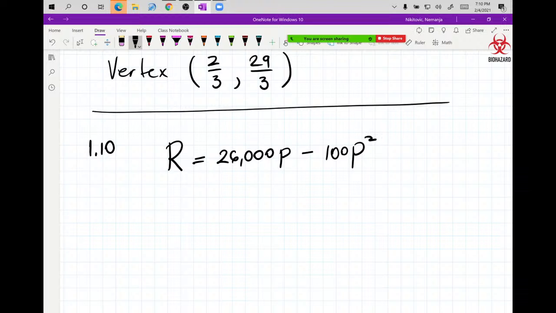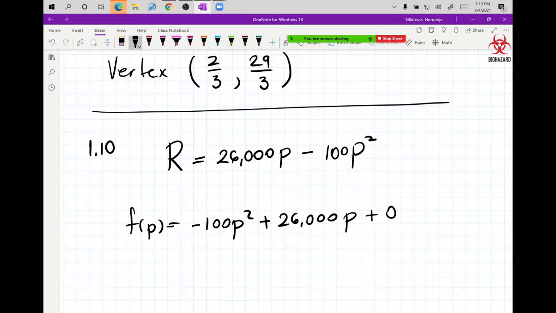All right. Now, first, I would like to put this in the ABC form because this needs to be first, right? So I can just call this f of x equals negative 100x squared plus 26,000x and then plus 0 because there's no c. P is price, R is revenue. Well, just x and y. Or I can actually put P back, because it doesn't matter what variable you use, it is still the same equation.